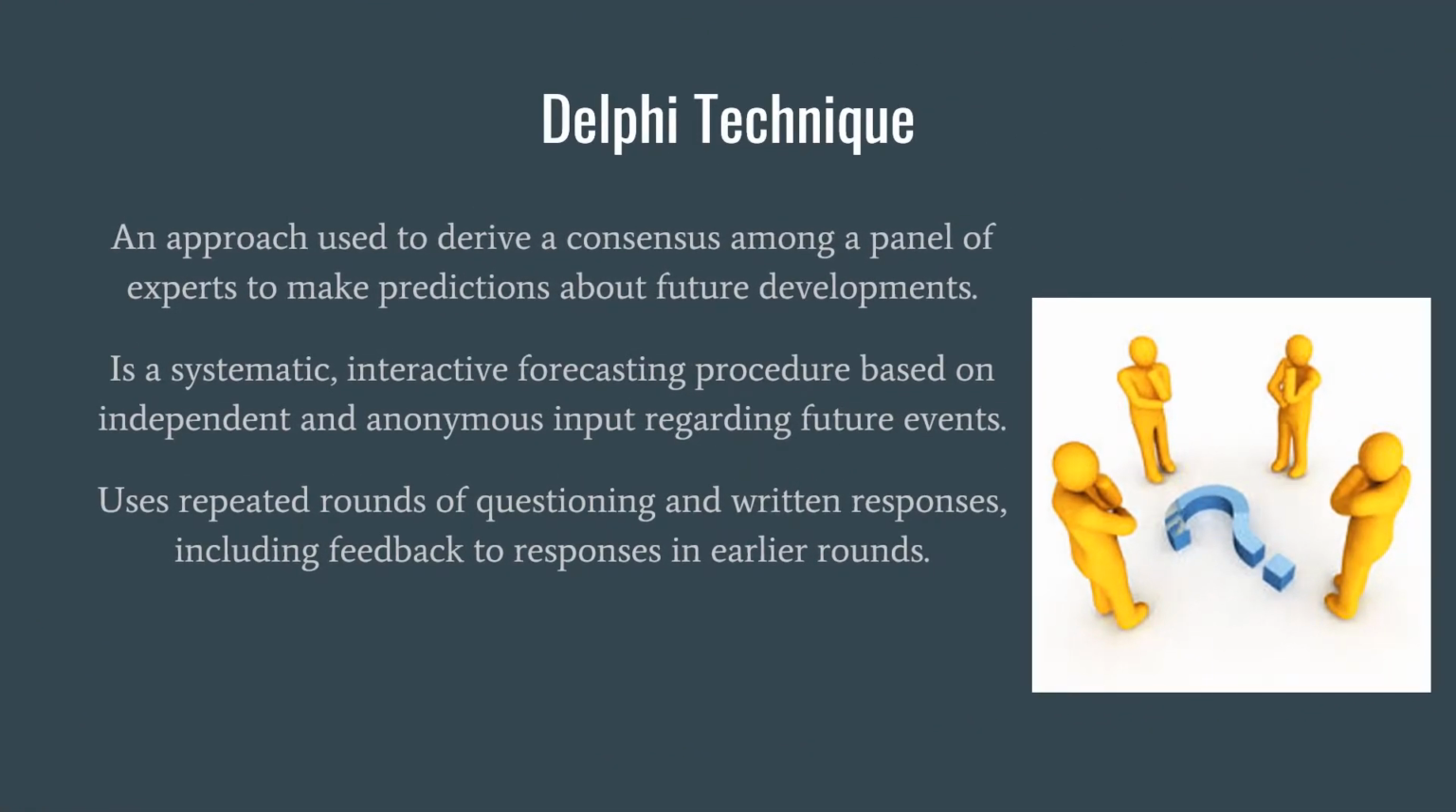Another technique is Delphi. This is an approach used to derive a consensus among a panel of experts to make predictions about future developments. This is a systematic, interactive forecasting procedure based on independent and anonymous inputs regarding future events. This uses repeated rounds of questioning and written responses, including feedback to responses in earlier rounds.